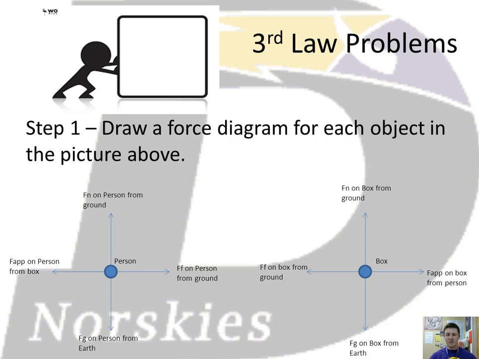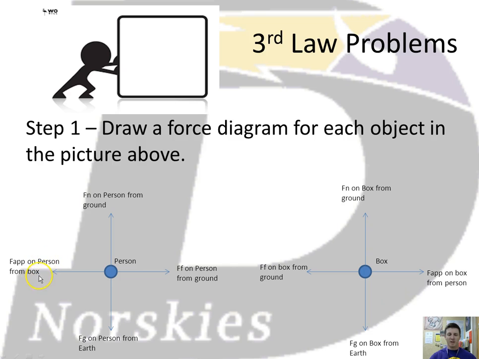So what I've done here is I've drawn a force diagram for the person, which is on the left, and a force diagram for the box, which is on the right. This is a little different in that now you have to draw two force diagrams, or you have to describe them. When we describe the forces, again, you must say what that force is acting on and then what is causing that force to act.